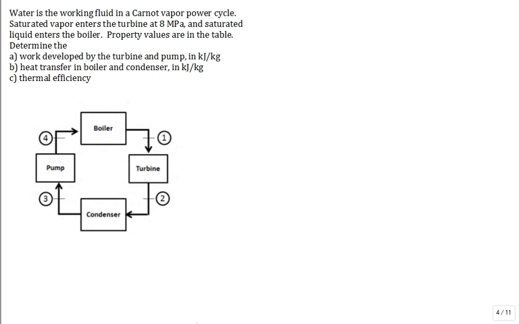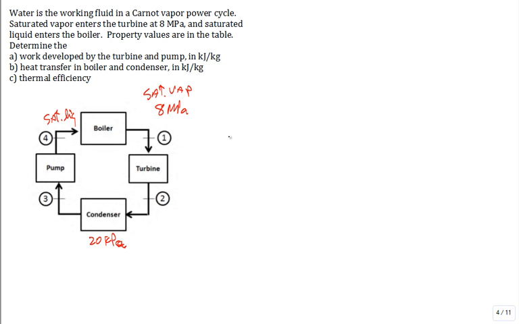Let's solve a problem. Water is the working fluid in a Carnot vapor power cycle. The saturated vapor enters the turbine at 8 megapascals. So it's 8 MPa, and it's saturated vapor. I'm going to say that the condenser pressure is 20 kilopascal. All right? And saturated liquid enters the boiler. Saturated liquid. Property values are in the table that you're going to construct, and I'll show you on the next page.